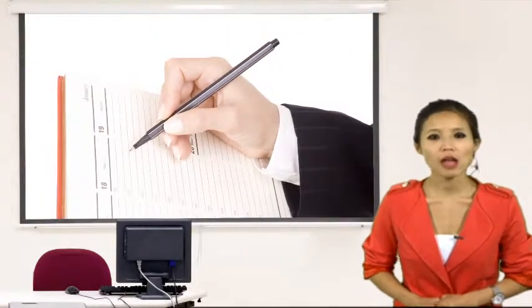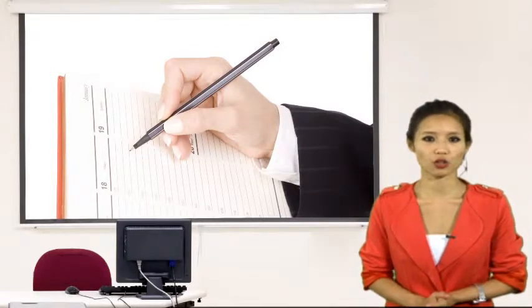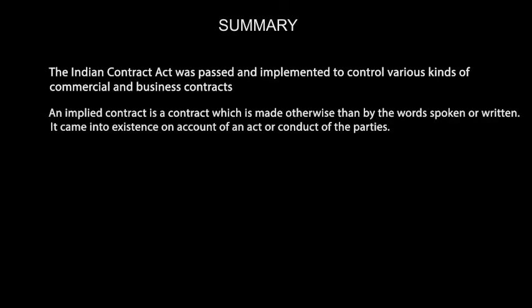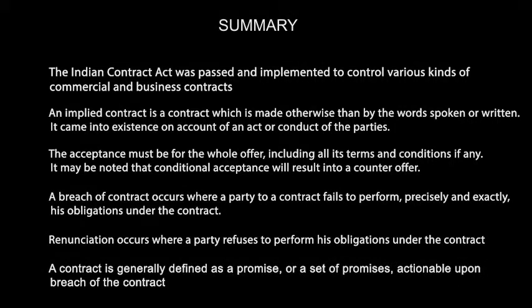Section 67. Now in the end, let us summarize what we have learned in the lecture. The Indian Contract Act was passed and implemented to control various kinds of commercial and business contracts. An implied contract is a contract which is made otherwise than by the word spoken or written. It came into existence on account of an act or conduct of the parties. The acceptance must be absolute and unqualified. Unqualified means unconditional. The acceptance must be for the whole offer, including all its terms and conditions, if any. It may be noted that conditional acceptance will result in a counter offer.